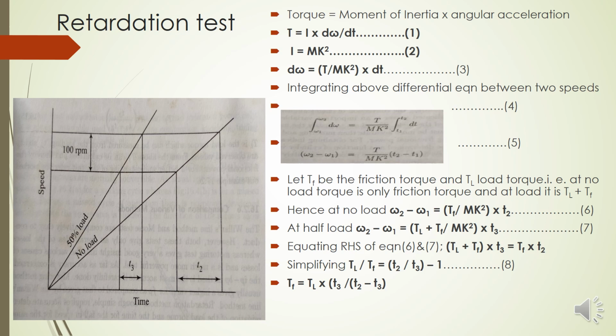We are obtaining the torque due to friction. TL we can measure with the help of a dynamometer, the torque due to load, and the times T2 and T3 are measured using a stopwatch. Thus we can find TF. How to find the friction power? Using the basic equation 2 pi N T by 60, the friction power is 2 pi N TF by 60. So this is the equation for finding the friction power through the retardation test.